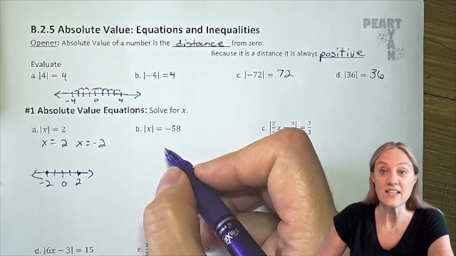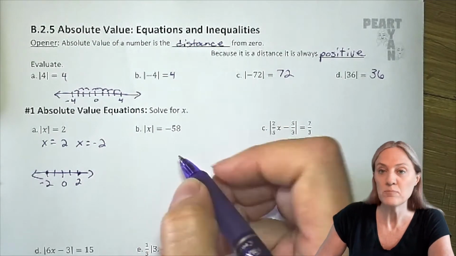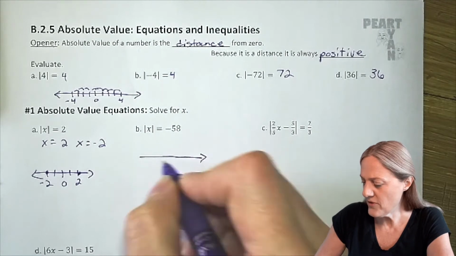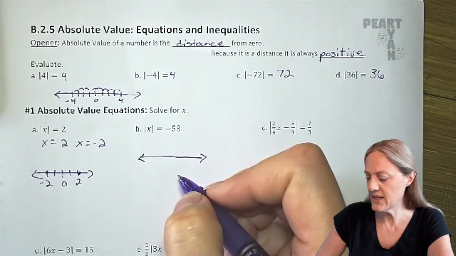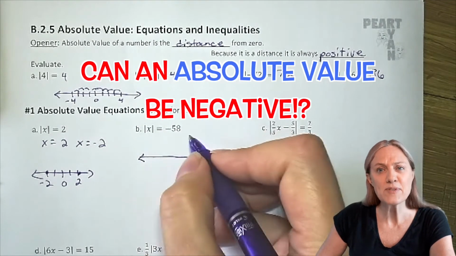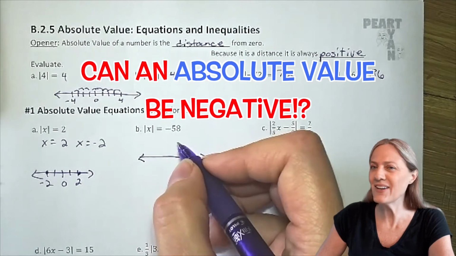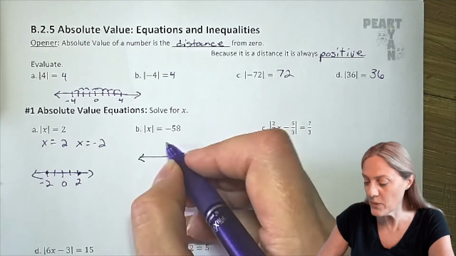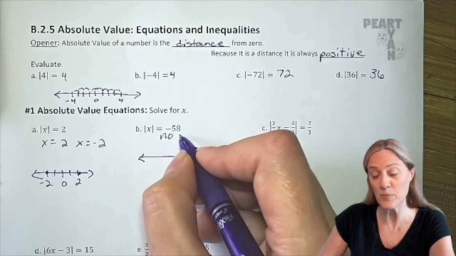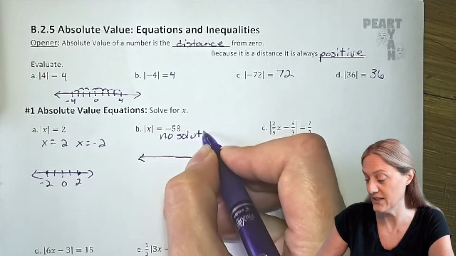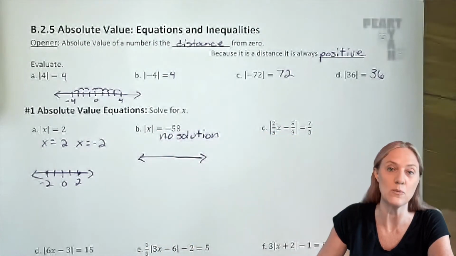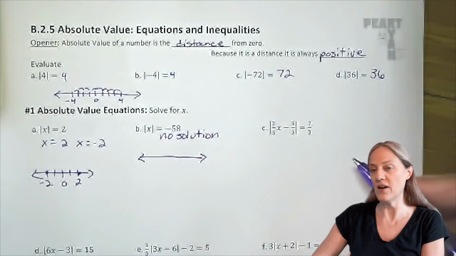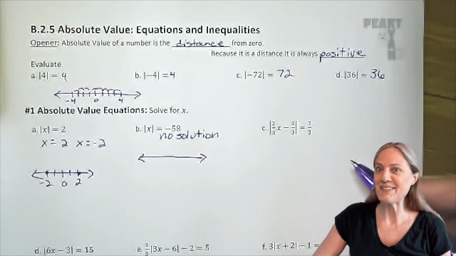So then let's get to absolute value of x equals -58. How far from 0? Wait a second. Can an absolute value be negative? No, absolute value is always positive. So this is a very easy problem because there's no solution. There's no way an absolute value can equal a negative number. All right, now let's look at the next one.